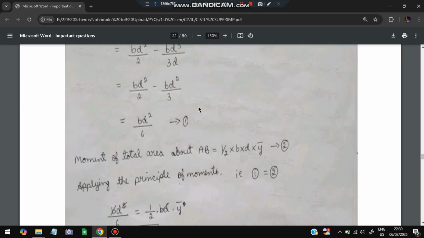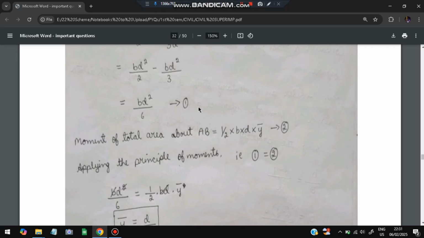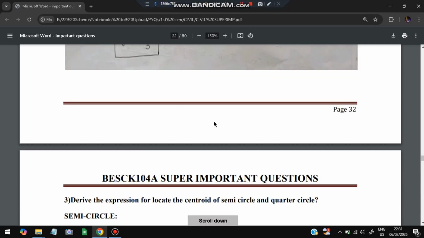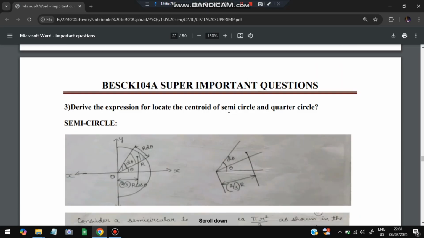Now the whole area is half into base into height. Taking the centroid distance as y bar, because we are calculating the moment, we have to include the distance also. This value will be equal to the integrated value, so we find the value of y bar, which is d by 3. We are not calculating x bar here; only y bar is taken into consideration. This is for the centroid of a triangle.